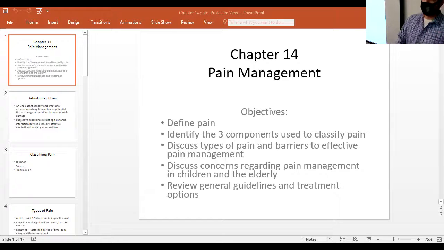Transmission, does the pain move from one spot to another? Are you hurt here and it hurts also down in your elbow? Things like that. So a lot of times we need to know that.